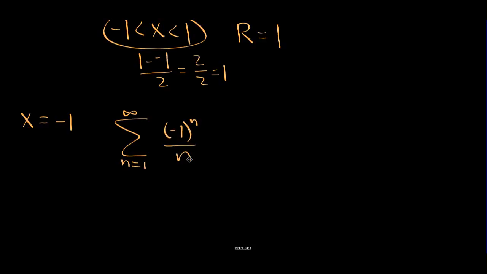And everything else stays the same. Now, if I do that, we know that this series converges by alternating series. Okay? It's an alternating series. So this particular one converges. So when we talk about the interval of convergence, we're definitely going to include -1.